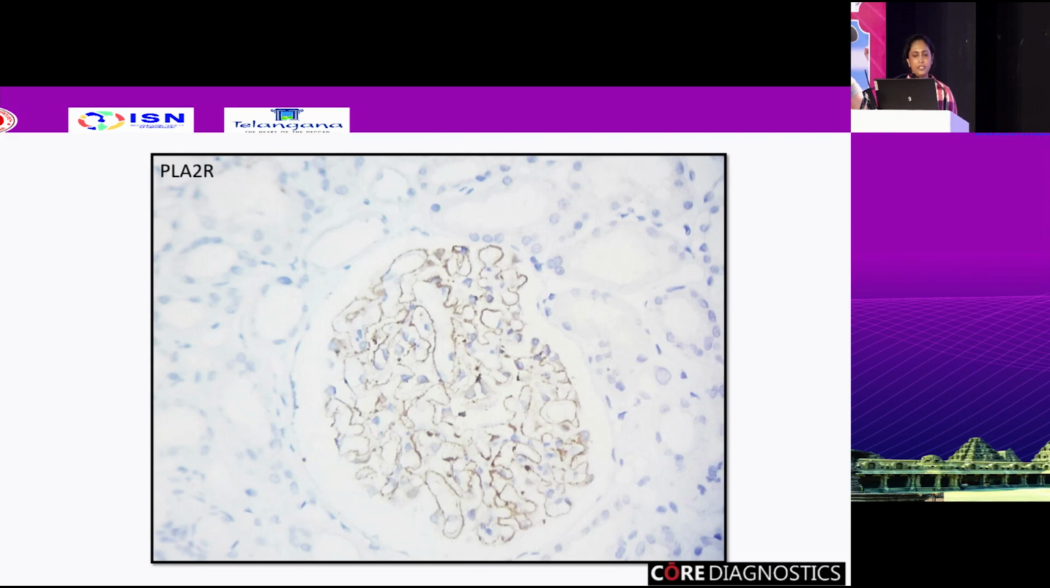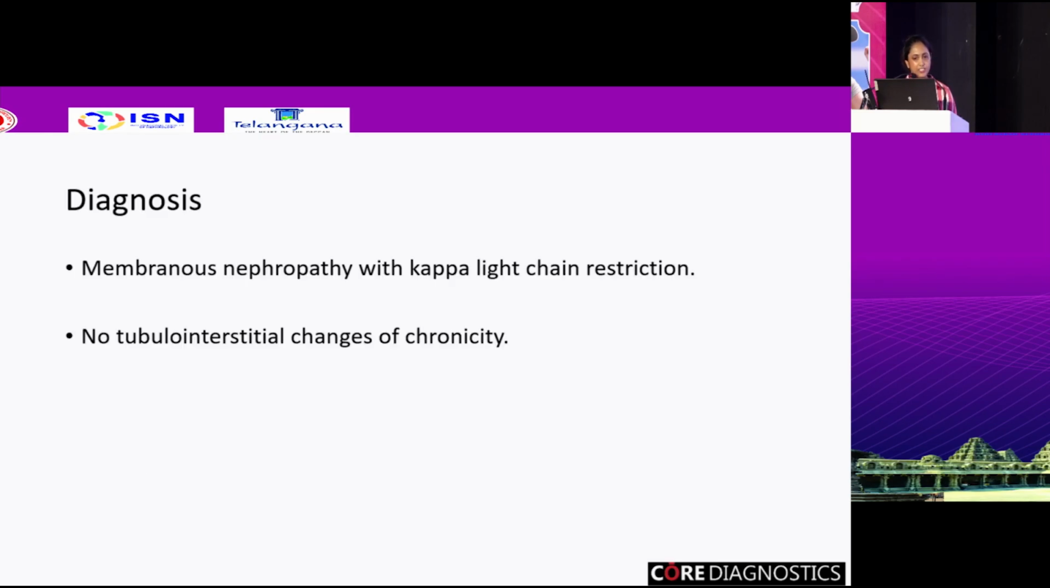Immunohistochemistry for PLA2R demonstrated a peripheral fine granular positivity. The brown deposits that you're seeing here are what is considered positive for PLA2R. These findings substantiated a diagnosis of membranous nephropathy with kappa light chain restriction, and there were no tubulointerstitial changes of chronicity, and there were no proliferative changes in the glomeruli as well.